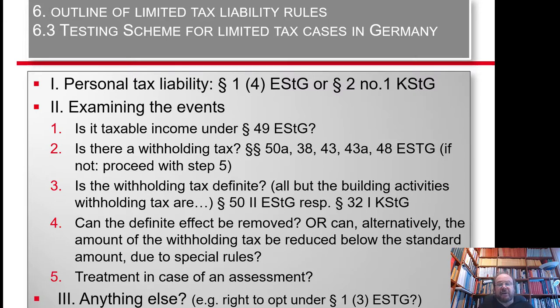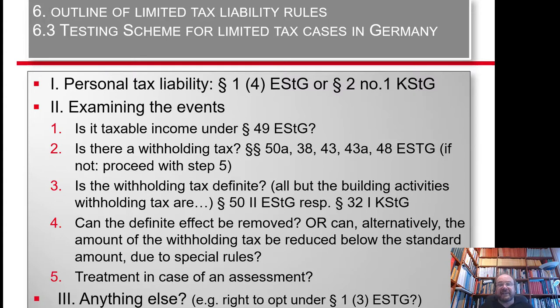And the last thing is, how is that event treated in case of an assessment? Well, if a withholding tax was definitive, it's clear that the whole event is left out during the tax assessment. It does no longer count because it has been definitively dealt with. In other cases, you would have just to find out, will it be added up to the rest of the taxable income of the taxpayer? How will the tax rate have to be computed on that? What goes to the assessment? And so on. And in the end, the Roman 3 is just the catch-all, the rest clause.